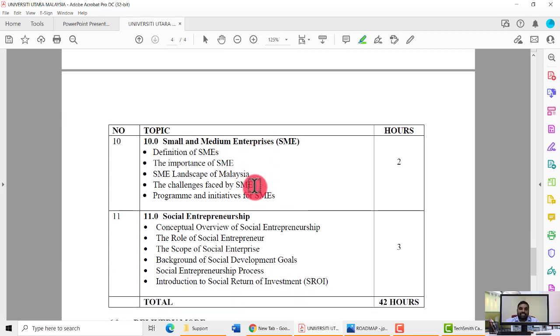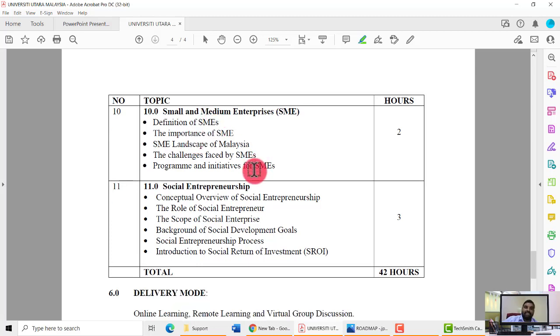Topic 10 is about small and medium enterprises. This is a very simple topic. You will learn about the meaning of SMEs in Malaysia. In Malaysia we call it small and medium enterprises. Some countries call it MSE, medium, small enterprises. It depends. So you will learn about the SME landscape in Malaysia, the challenges faced by SMEs and so on.